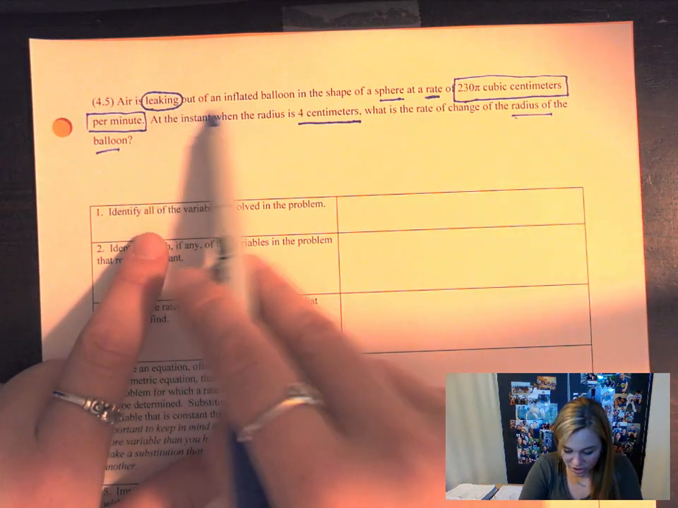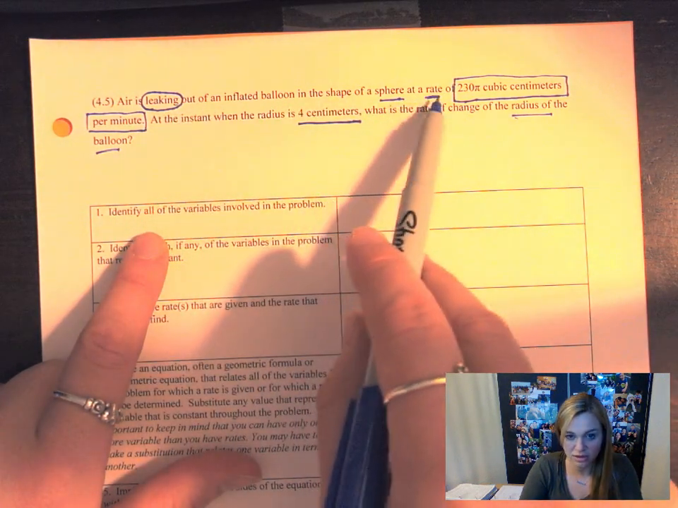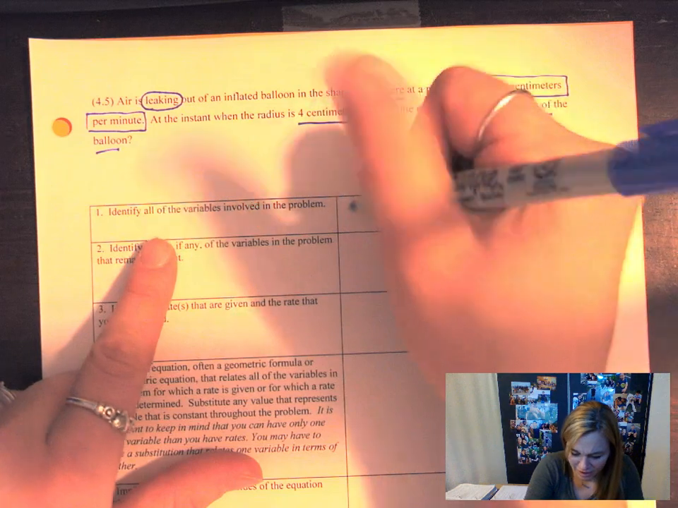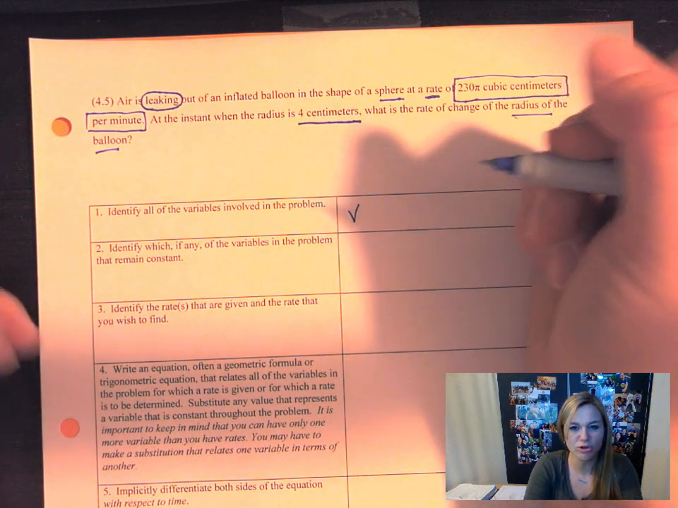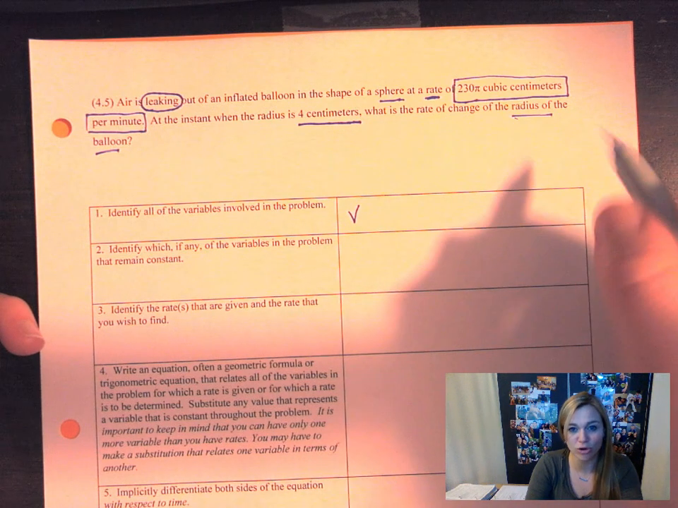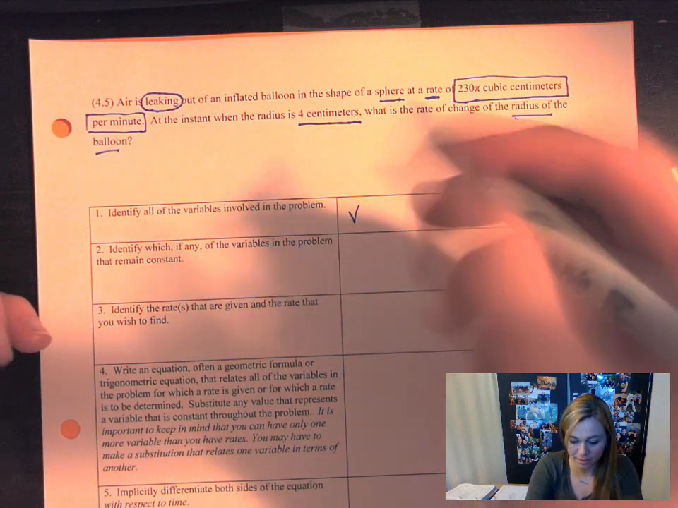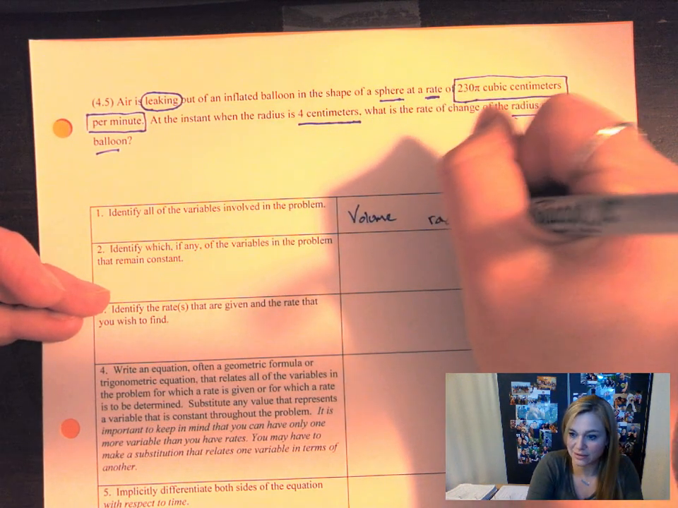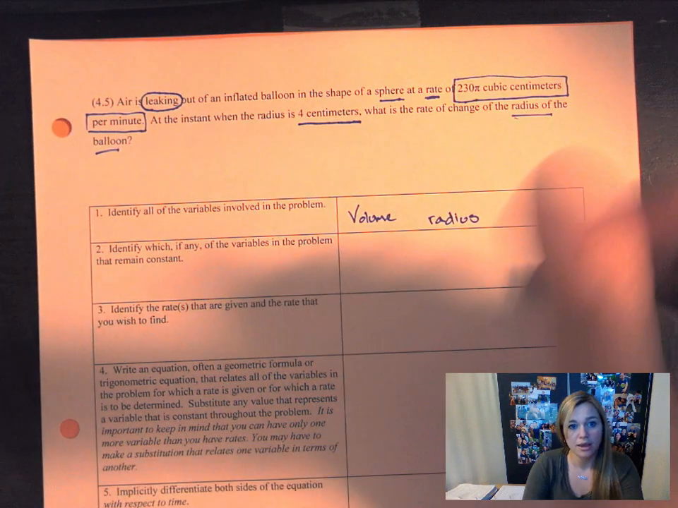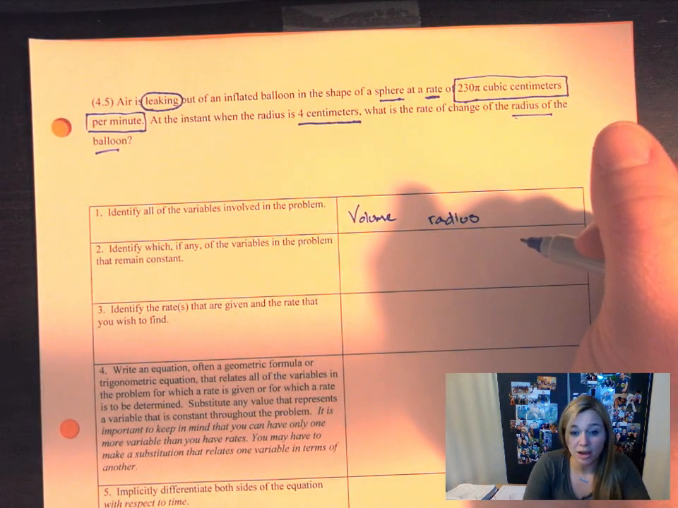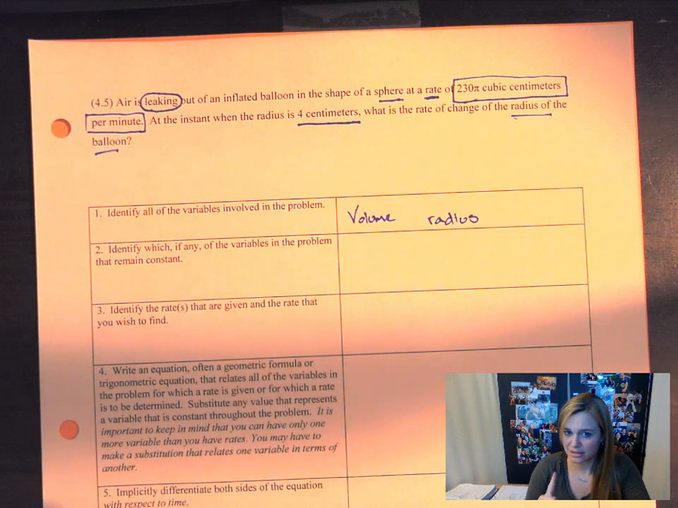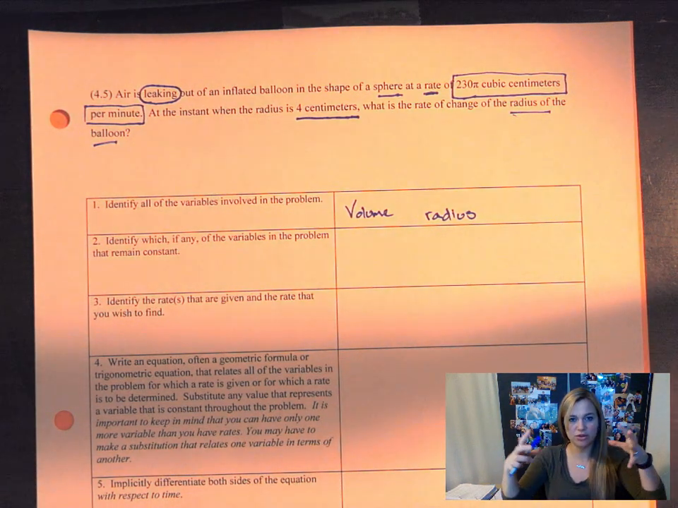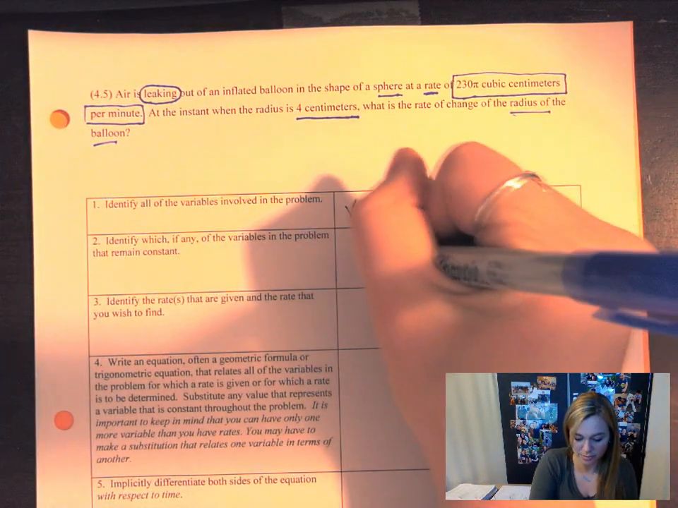Well, here, if it's talking about an inflated balloon in the shape of a sphere, and we're talking about cubic centimeters per minute, it says something about volume in some way, because this is the rate that a volume is changing. That's the cubic centimeters. And I can also see that the radius is here. So volume, and there is a radius in this problem too. Identify which, if any, of the variables in the problem remain constant. In this one, volume doesn't remain constant because air is leaking out of a balloon. If you're talking about a sphere, the radius will be shrinking. So there's none in this problem.